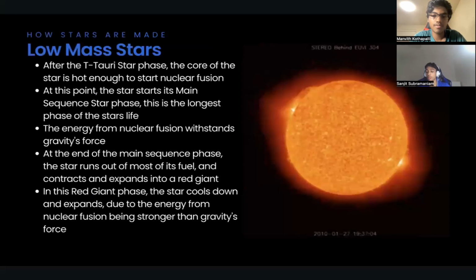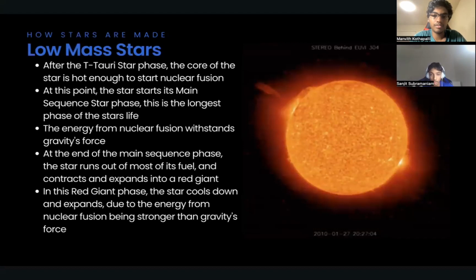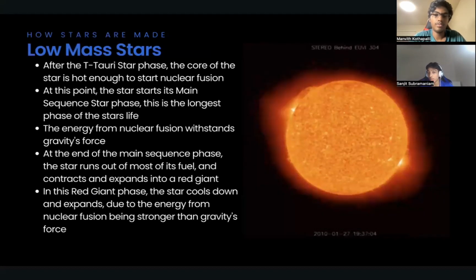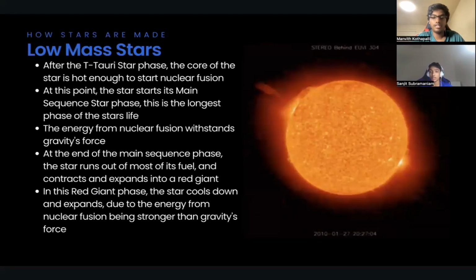So a low mass star only fuses fewer elements, until helium, because there's less pressure, which means that it will only fuse until helium. In the red giant phase, which is the next phase after the main sequence, the star will cool down and get larger since the force of the outward pressure by nuclear fusion is greater than the inward force of gravity.